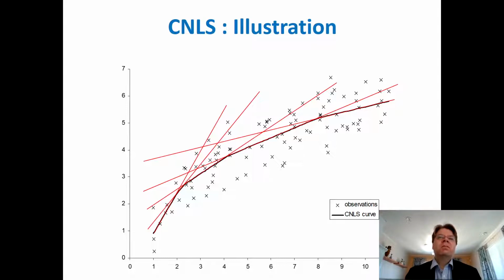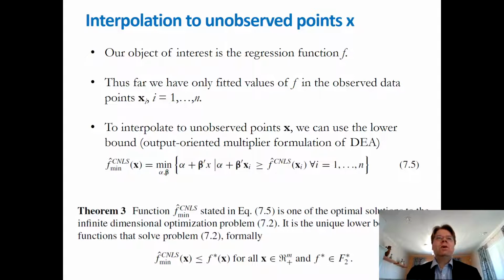It comes from the fact that the piecewise linear function is always an optimal solution to this more general infinite dimensional problem. This is good to point out. So notice here that I have interpolated this CNLS curve as this minimum function. If we take these supporting hyperplanes, I have systematically chosen the lower envelope of all these supporting hyperplanes. And the reason is the following.